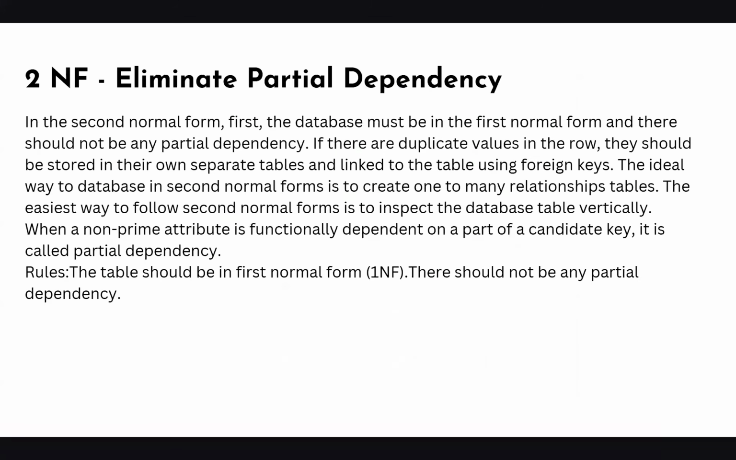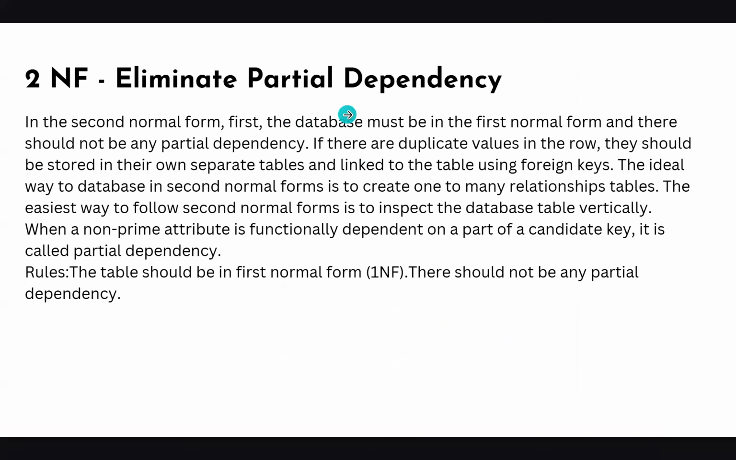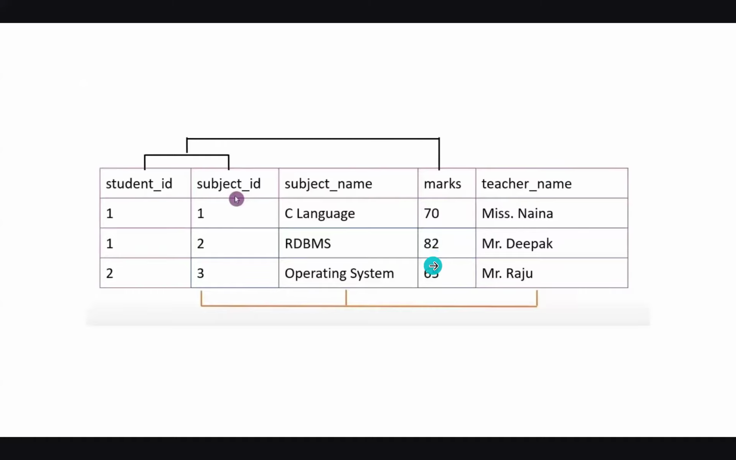What 2 NF is saying: first it should satisfy 1 NF, which means all the values in a table should be atomic. We cannot store multiple values in a single cell. It should satisfy 1 NF and eliminate partial dependency. What is partial dependency? I have a table with student ID, subject ID, subject name, marks, and teacher name. Here the two key columns are called the candidate key, nothing but a primary key. All the non-key column values should fully depend on these two columns. If they partially depend, then we need to divide the table into two parts.